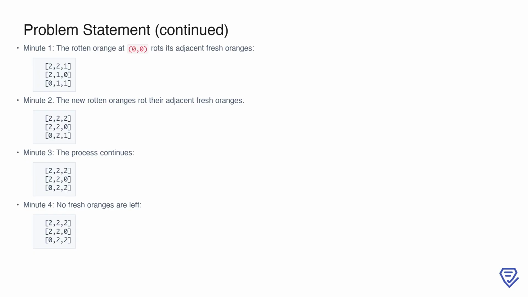0 1 1. By minute 2, the newly rotten oranges from the previous step infect their adjacent fresh oranges. The grid updates to 2 2 2, 2 2 0, 0 2 1. In minute 3, the rot spreads further, and the grid becomes 2 2 2, 2 2 0, 0 2 2. Finally, by minute 4, no fresh oranges are left in the grid, meaning all the oranges have rotted. The minimum time required to achieve this is therefore 4 minutes, which is the output for this example.